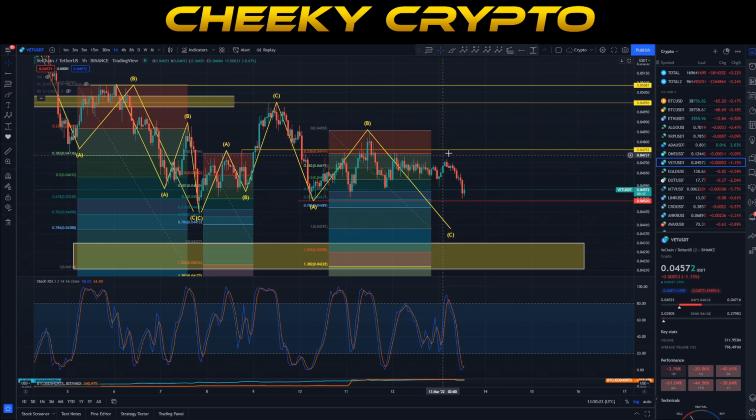Okay, so for those who cannot follow the fibs or struggle to see that, I'll just draw the lines on here. We have an A, a B, and a potential C coming down a little bit lower. So again, just bringing us into that range.